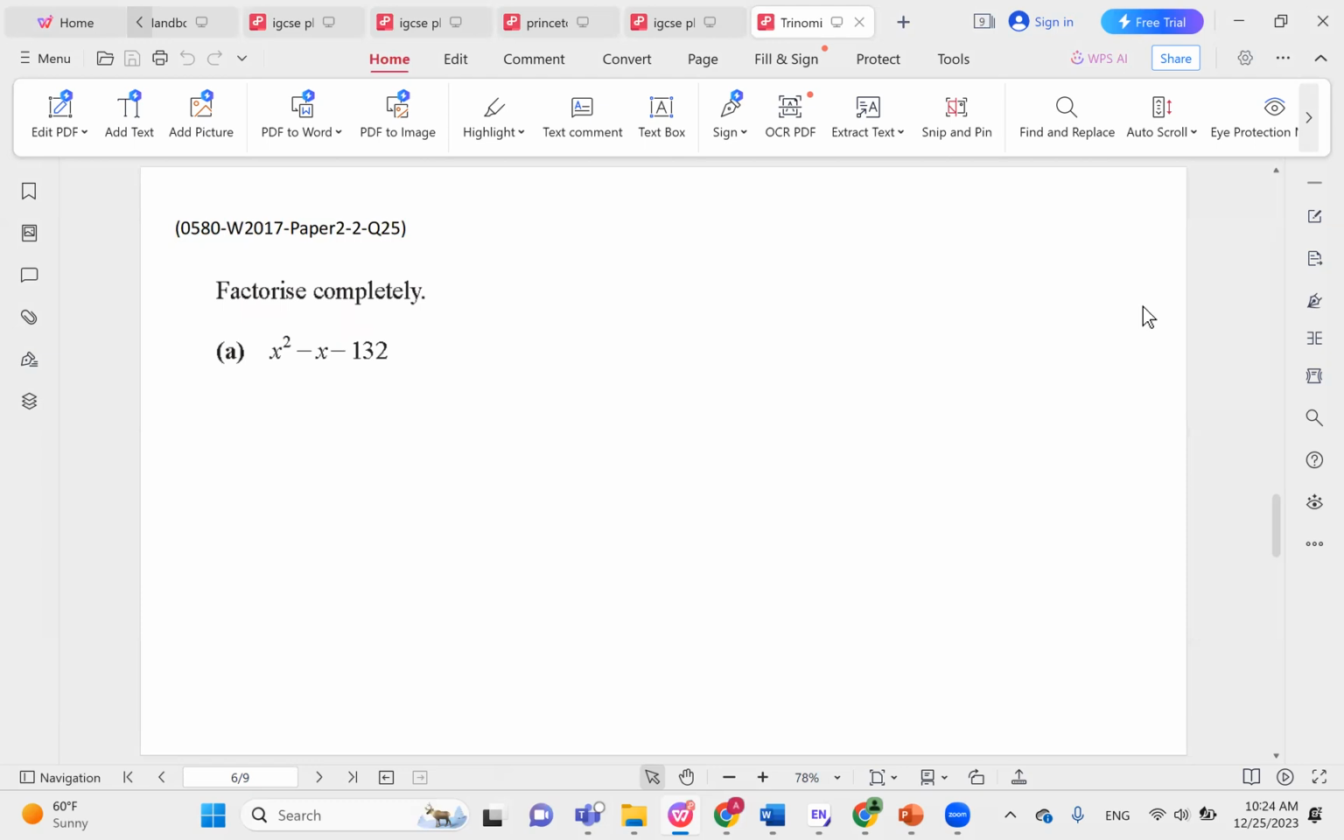Again, another factorization problem. We start by saying that a multiplied by b gives us this number here. And then we look at the sign before it. It's negative, so we write a negative here. So a minus b equals the number next to the x, which would be -1 in this case. And we proceed to find the factors of 132.